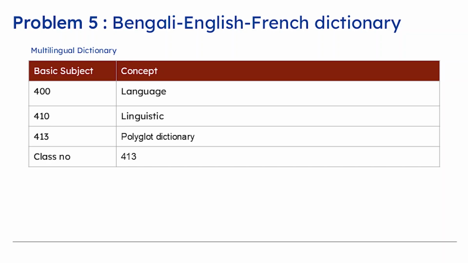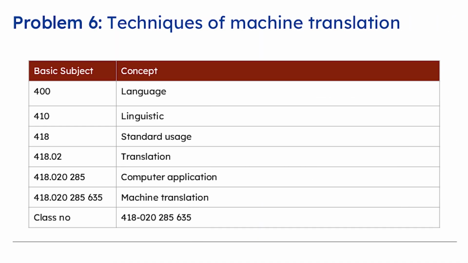But in the case of a Bengali, English, French dictionary, it is a multilingual dictionary, so no particular language has to be taken. In DDC a provision is there: simply 413 means polyglot dictionary. So the class number would be 413.